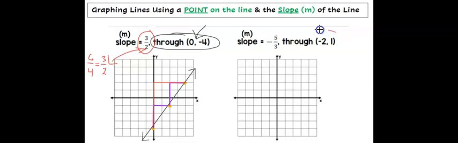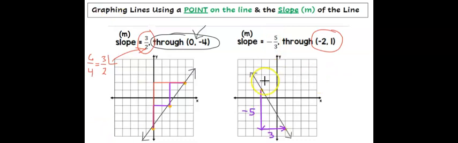Okay, so I want you to try this one. Start with this point right here, plot this point, and then you're going to do a slope of -5/3. When you're done, turn the video back on to see if you graphed the line correctly.